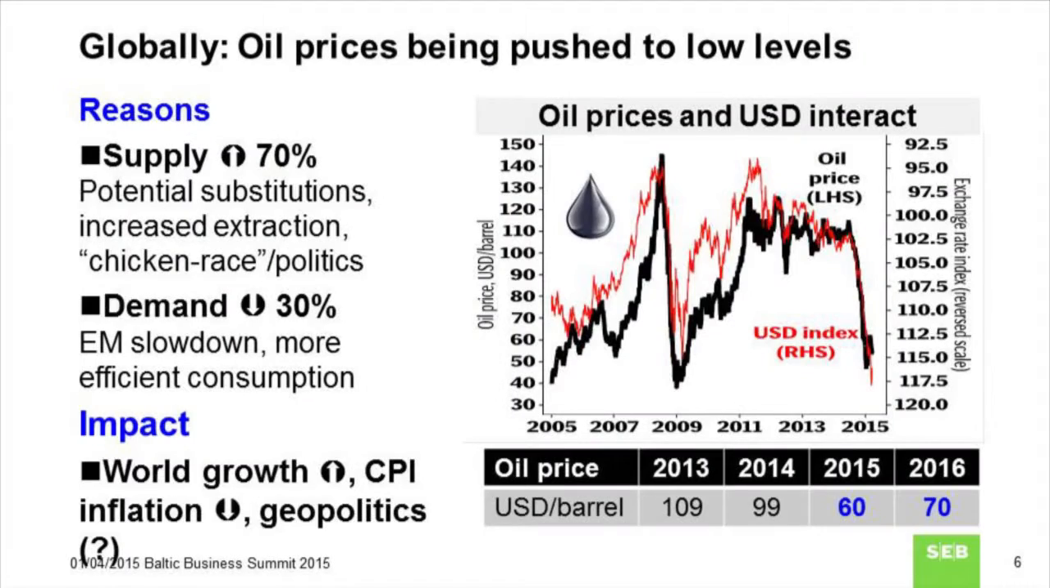Roughly 30% of the price decline is due to lower demand. I would say more efficient consumption of energy, but also due to the slowdown that we have seen in emerging markets. And looking at the impact, of course, it will have a positive impact on world economic growth. It will also have an impact on the price levels, but this is not good because we have very low inflation in the world economy.